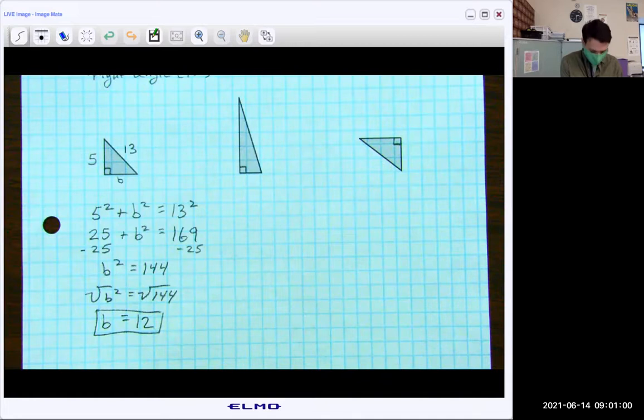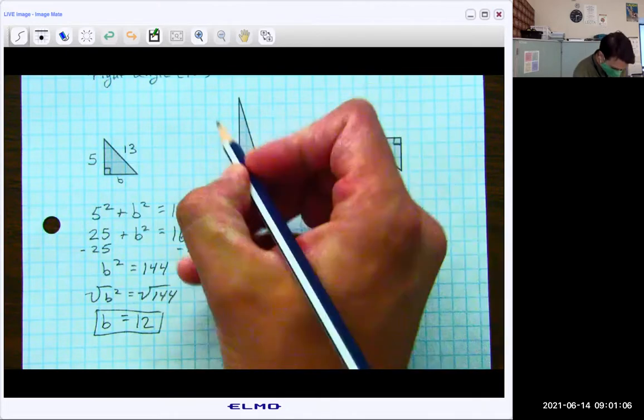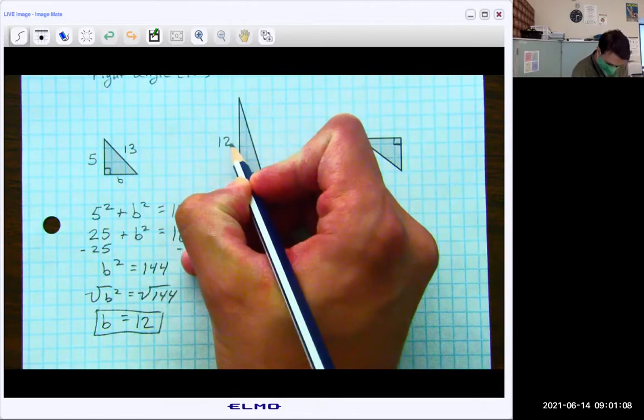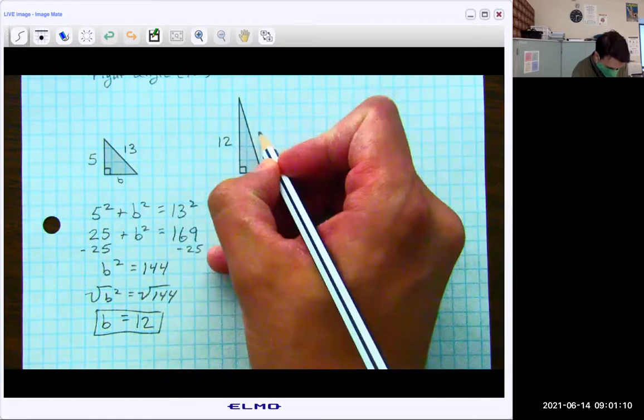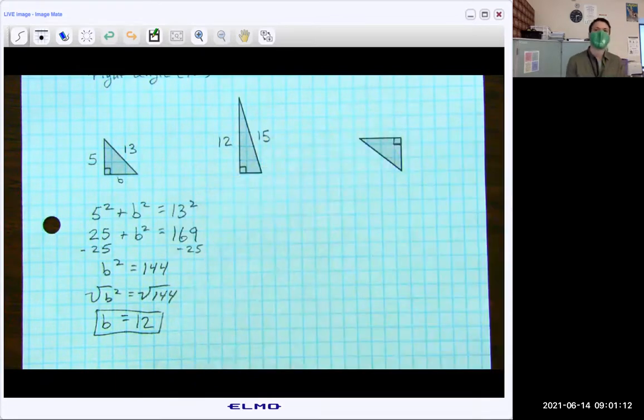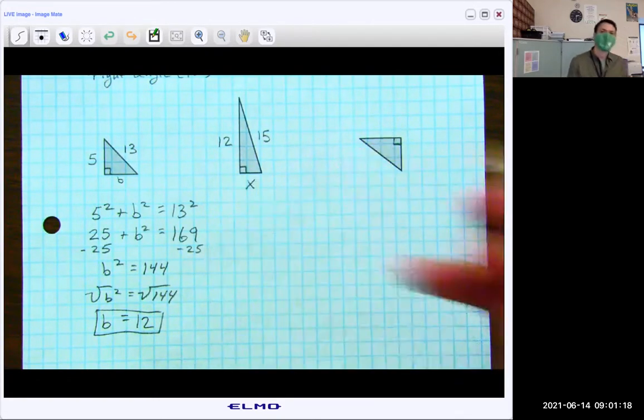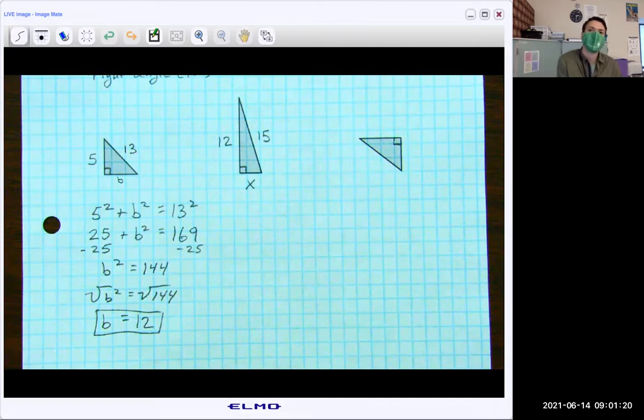Okay, let's try another one. Let's say in this triangle, we know that this side is 12 and the hypotenuse is 15. Let's find our missing side length. We'll call this x. How do you want to set up the equation?